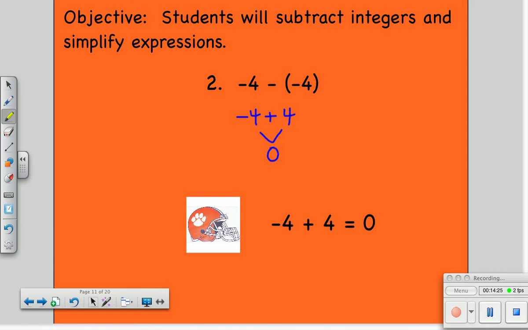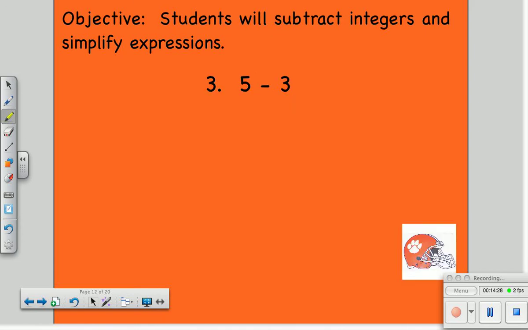Number 3, 5 minus 3. I know you know what that answer is, but please, just for the habit of it, let's change the subtraction to addition. 3 becomes the opposite of 3, which is negative 3.